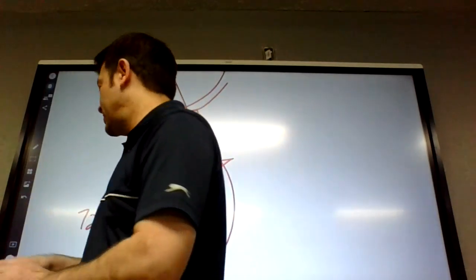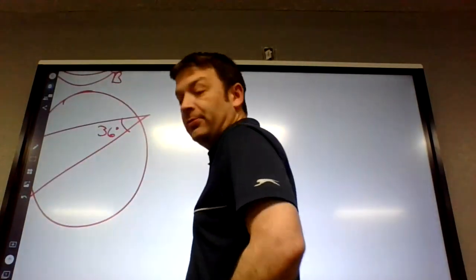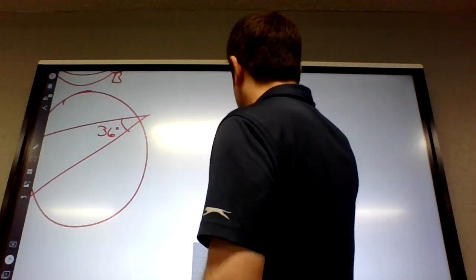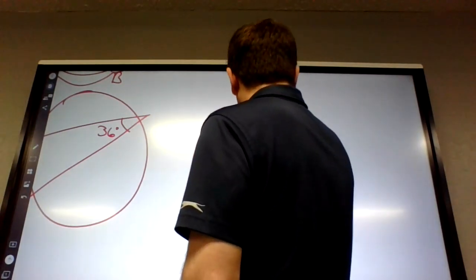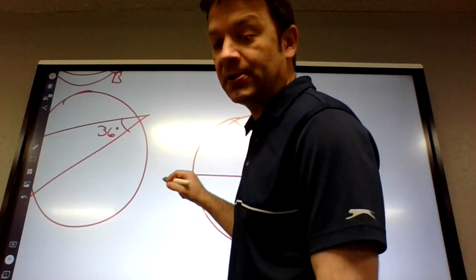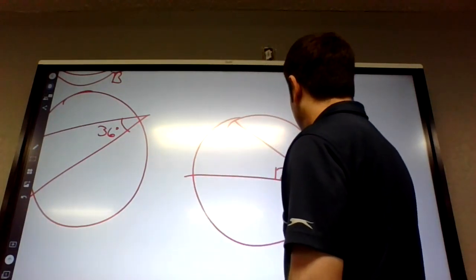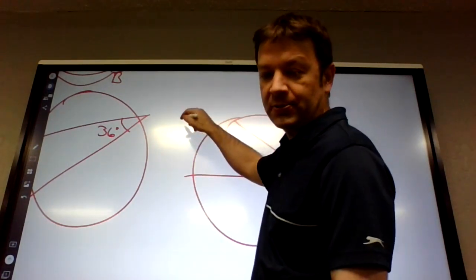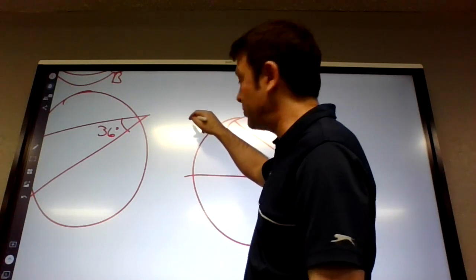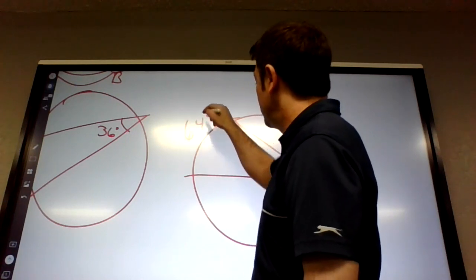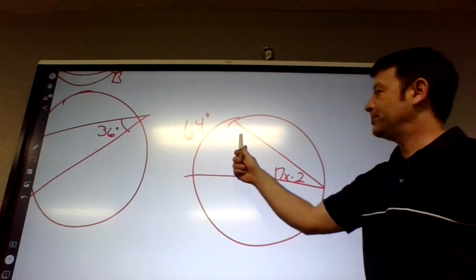64. So I think it might be hard to tell with the picture because they had to type it in, but that thing they wrote in there, the 17x minus 2, that's supposed to be in this corner over here. And what did we say this was? 64. And then, we gotta figure out a relationship between these two.